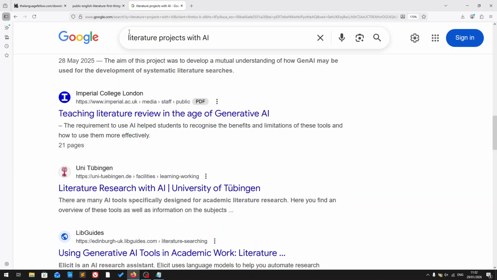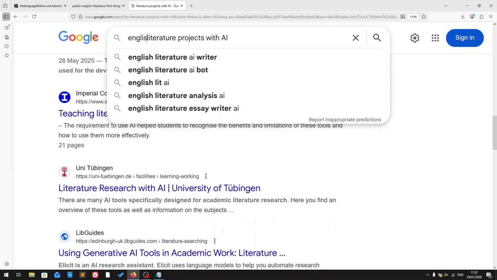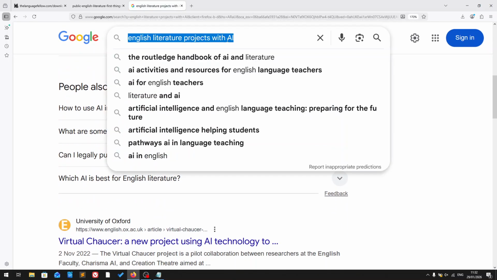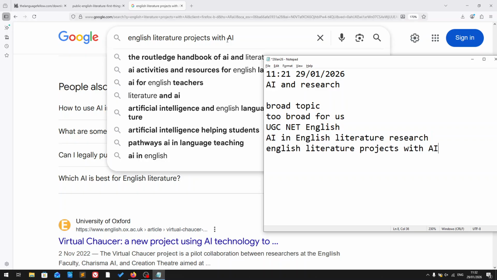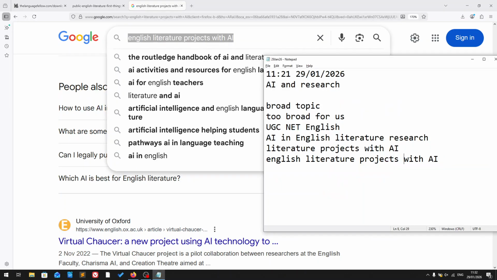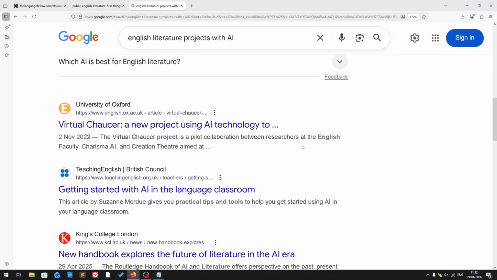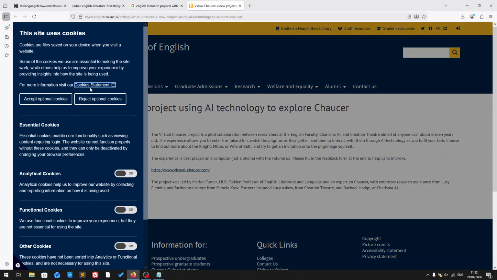This is not English literature projects with AI. See, I'm changing my search. Virtual Chaucer, a new project using AI technology. That's Oxford, which is great.